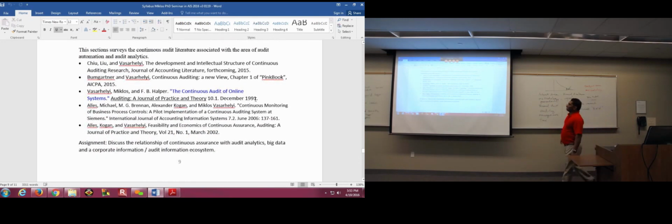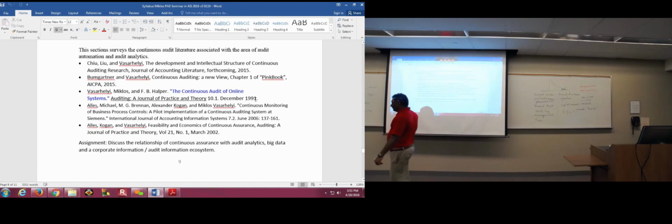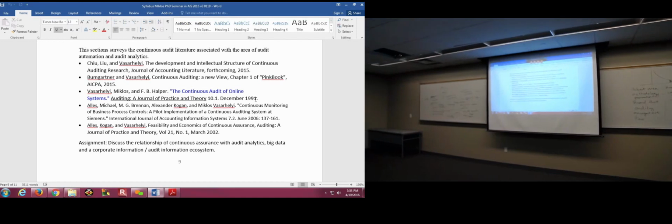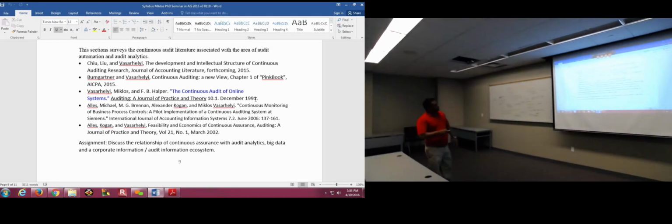Continuous auditing is what Rutgers is known for. Miklos is the father of continuous auditing, and this paper, this sort of seminal paper on continuous auditing of online systems, says we should be applying technology to auditing. At the time, auditing was entirely manual; people sat down and read ledgers and all that. And he's saying no, we should be applying technology to parts of the audit process. It's important to understand that this paper you might think is a normative paper, but it's actually a positive paper.